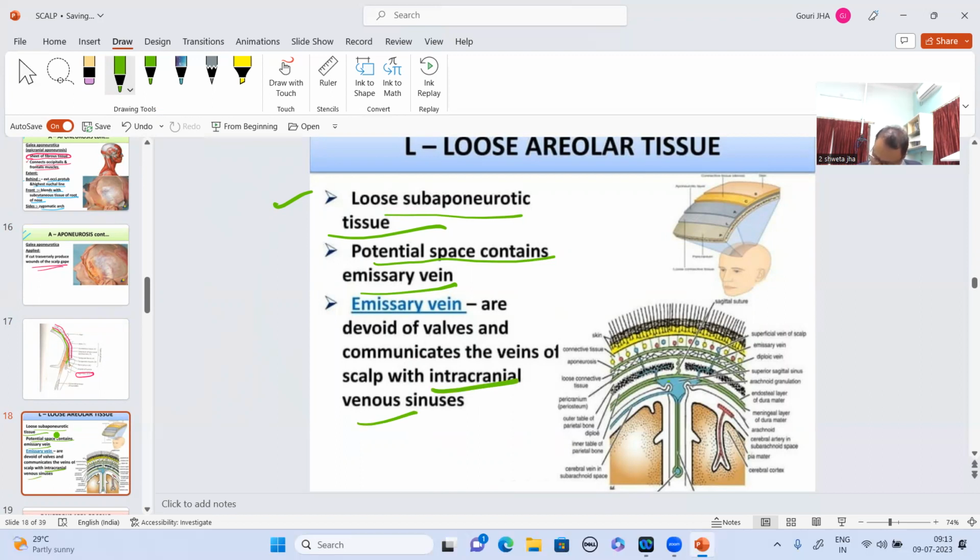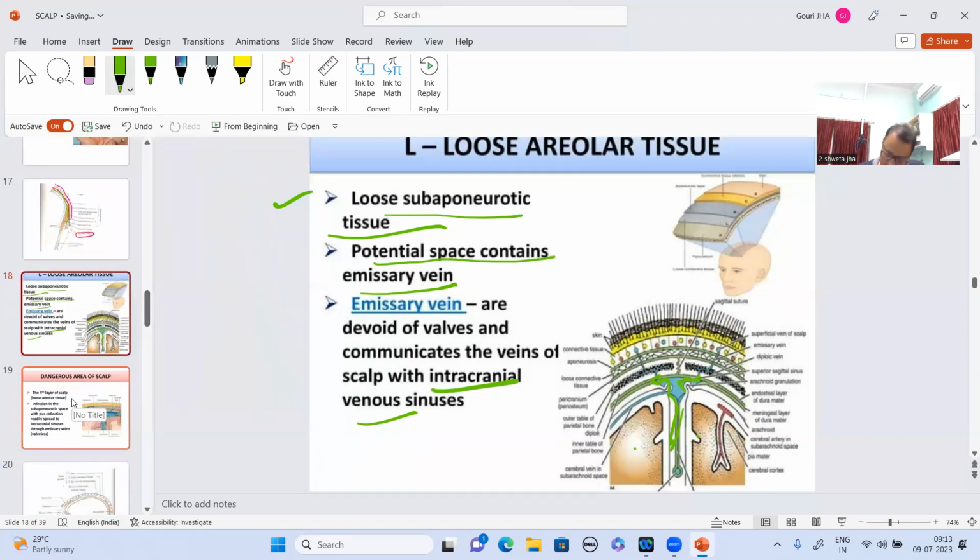This is the brain region, and here we have got the venous sinuses over here. This venous sinus is actually connecting to the outer world with the help of these emissary veins. And the most important thing is that these emissary veins do not contain any valves.